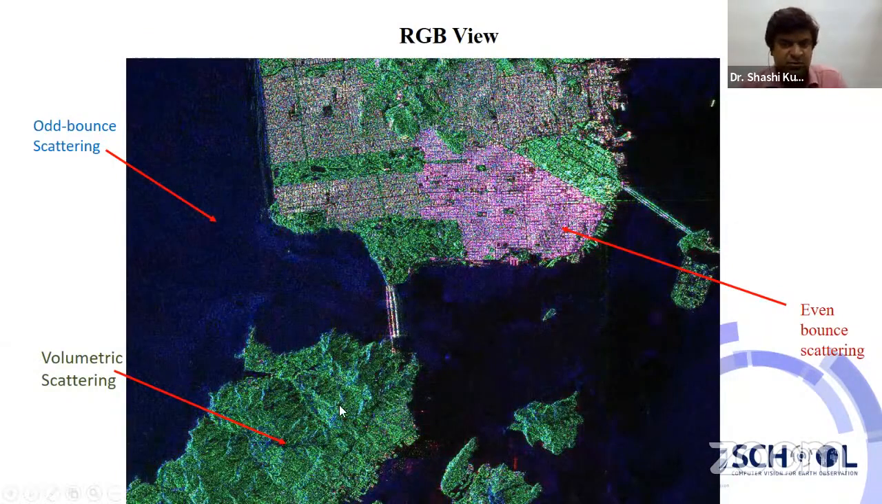In this RGB view, you can see that the volumetric scattering, or the multiple reflections, is obtained from the vegetation, and the urban area is showing the even bounce scattering or double bounce scattering, and the sea surface is showing the odd bounce scattering, which is represented in the blue color. All the other scattering elements are also there. According to the dominance, suppose there are mixed scatterers, so accordingly the color is changing in the image. Suppose there is dominance of double bounce scattering as well as volumetric scattering both, those features are going to appear in the yellow color. So some yellow patches we are also able to see here.